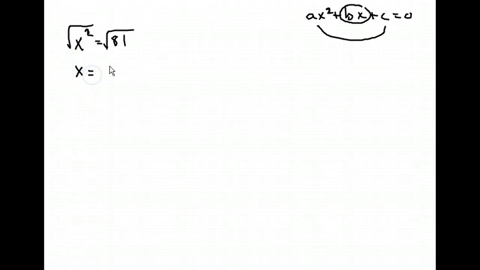When you square root 81, that gives you plus or minus 9, because you know that you're always supposed to have two answers because of the square. That tells you how many answers you have. So the answer to this one will be plus 9 and negative 9.